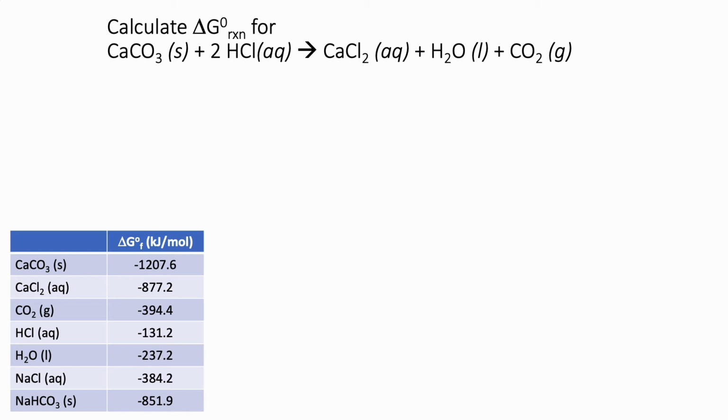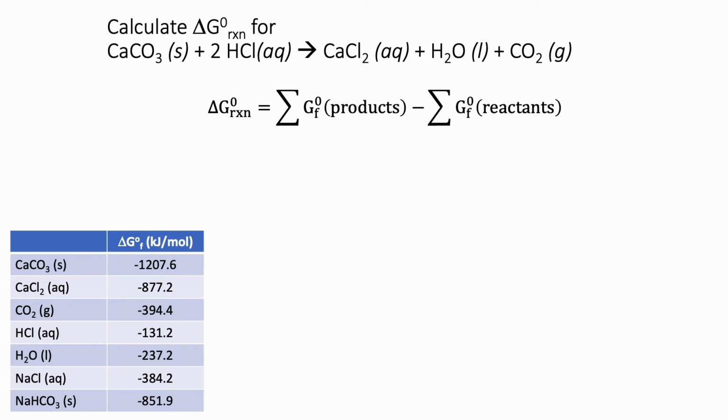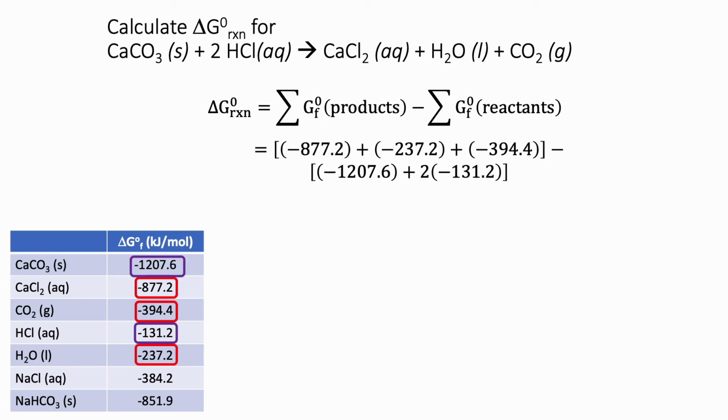And so we know this is a spontaneous reaction because it happens without us needing to put any energy into the system. So here's our equation. And let's identify the things we need in the table. So we're going to need our products, and those are calcium chloride, water, and carbon dioxide. And then we're going to need our reactants, calcium carbonate and HCl. One thing I need to point out is be sure to multiply the HCl by 2 because you need 2 molecules of that. You should never forget to include the coefficients in your reaction.